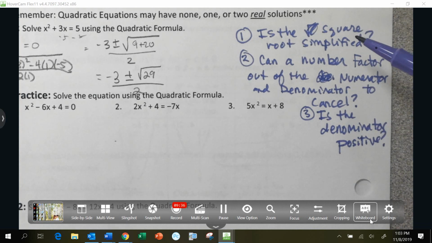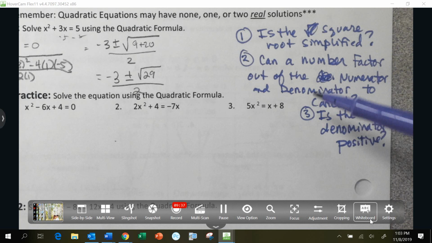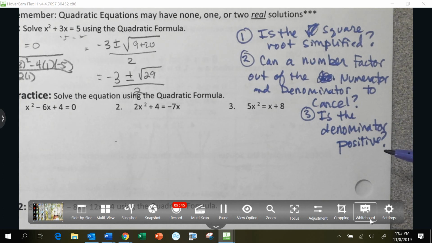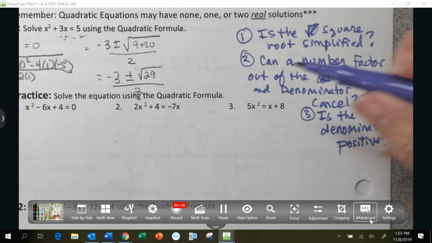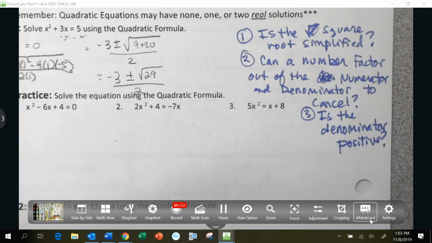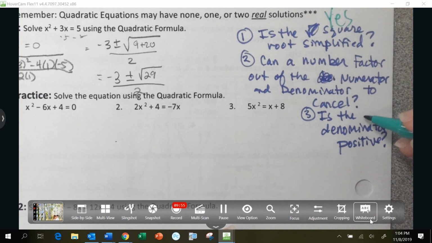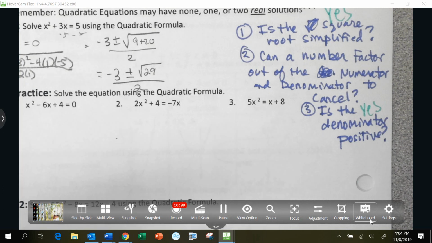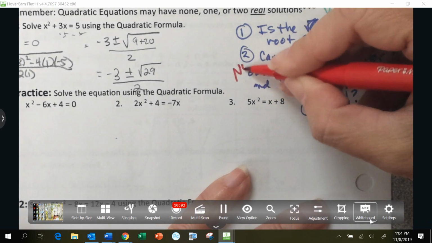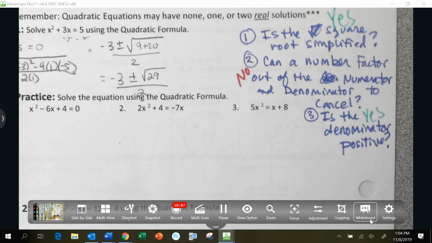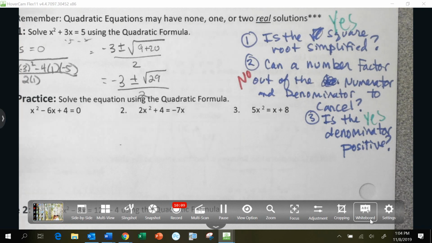Hold on. Is the square root simplified? Yes. Can a number factor? No. These really aren't all yes. These are just reminding you of what you need to do. Is the denominator positive? Yes, it should be. Here, I'll write yeses and no's. We need to have a yes for the square root being simplified. We need to have a yes for the denominator being positive, and then if we're done, we would have a no for question 2. But I'll show you what happens if the answer is yes for question 2, or if the answer is no for any of the others.